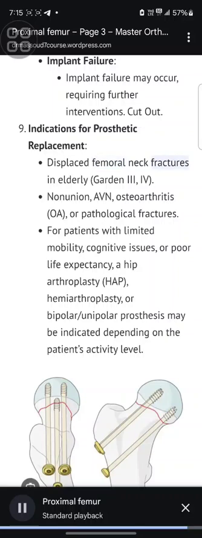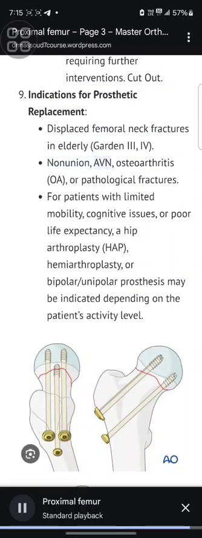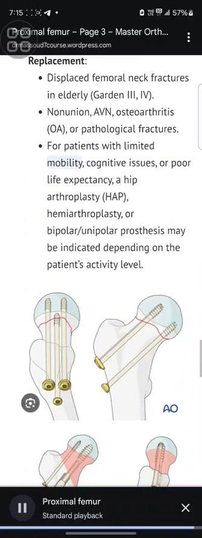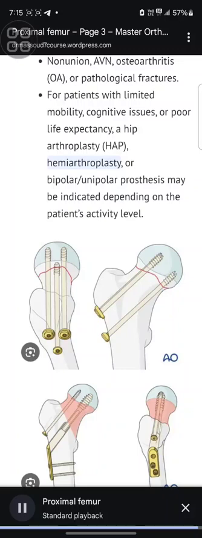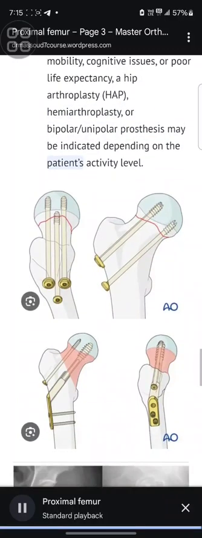Displaced femoral neck fractures in elderly, Garden 3, IV. Non-union, AVN, osteoarthritis, OA, or pathological fractures. For patients with limited mobility, cognitive issues, or poor life expectancy, a hip arthroplasty, HAP, hemiarthroplasty, or bipolar, unipolar prosthesis may be indicated depending on the patient's activity level.